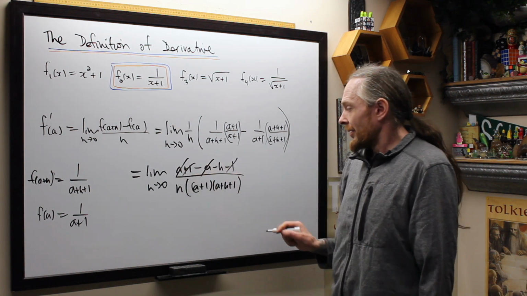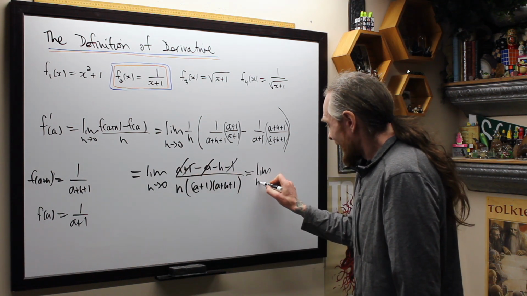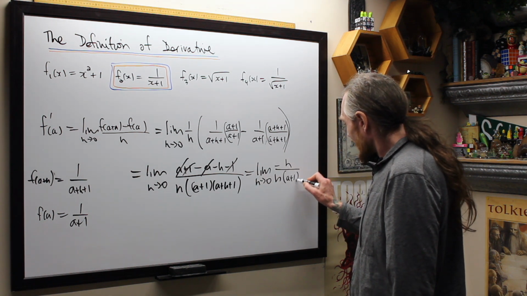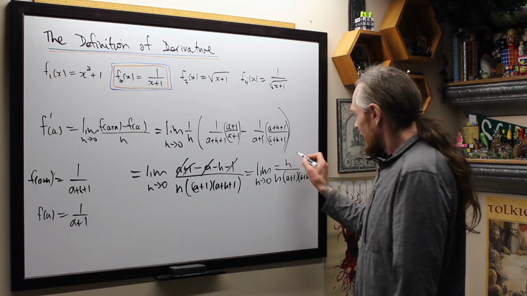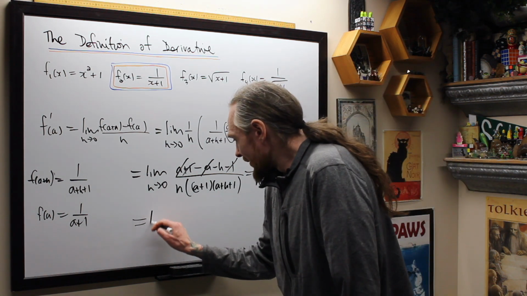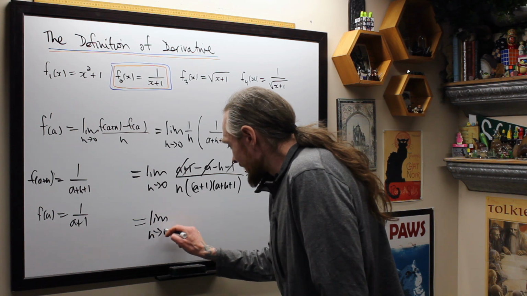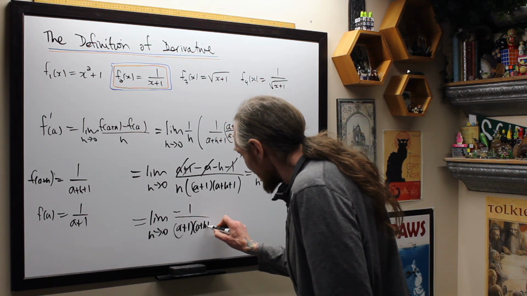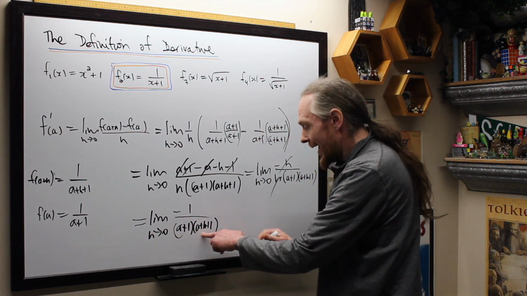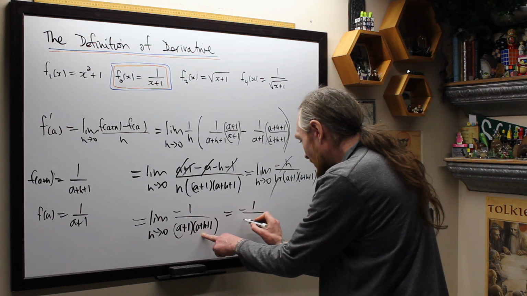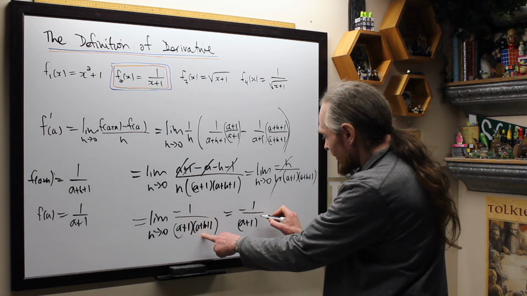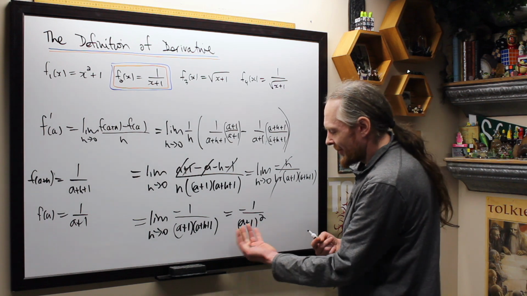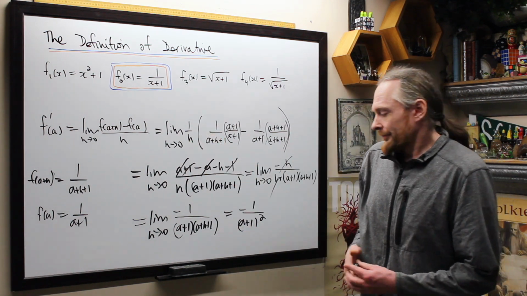Cancel, cancel, cancel. This is equal to the limit as h approaches 0 of negative h over h times (a plus 1)(a plus h plus 1). Now the h's cancel. This is the limit as h approaches 0 of negative 1 over (a plus 1)(a plus h plus 1). Now there's no problem. h can go to 0. This goes to negative 1 over (a plus 1)(a plus 1), which is (a plus 1) squared. You'll have to practice cleaning them up a little bit, but next.